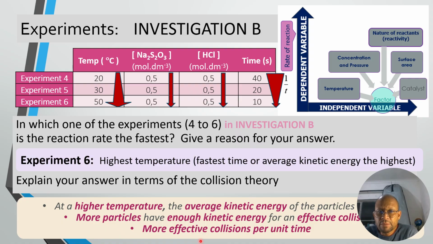Now, when you're going to give the collision theory, remember you need to give several steps that are taking place. When your temperature is increasing, you're going to say at a higher temperature, the average kinetic energy of the particles increases. Once again, we are not able to see that part here, but take note that the average kinetic energy of the particles increases. Second point is that it's going to result that more particles will have enough kinetic energy for effective collisions to take place.